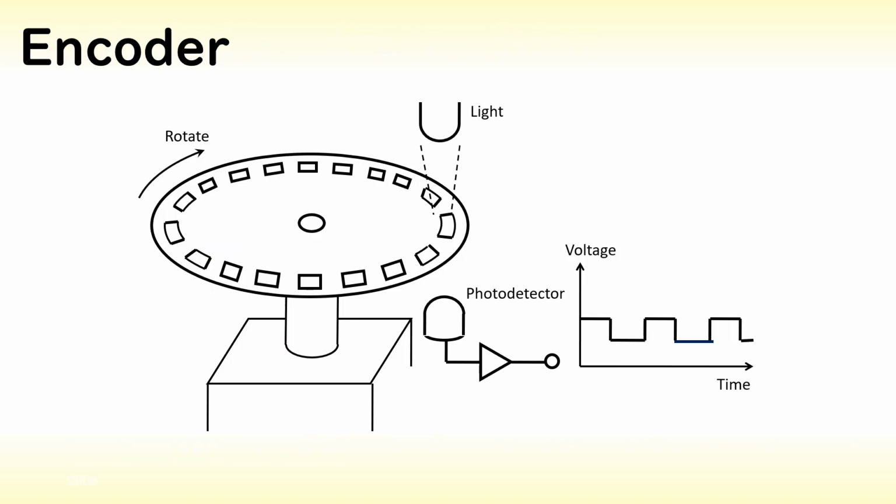This is the rough structure of the encoder. It includes light and photo detector. The rotation table has various slits. The photo detector accepts light from this way and the voltage is given as a pulse. We count pulses and obtain the angle of the encoder system.